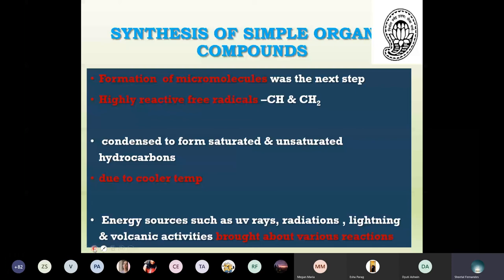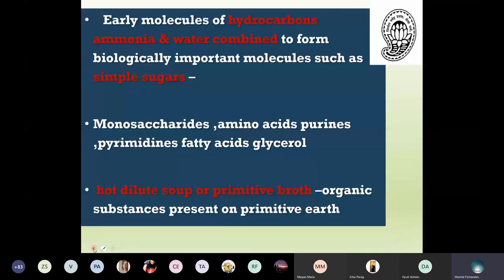Ultraviolet radiations, lightning, other radiations, volcanic activities, look at each ingredient of the recipe. Early molecules of hydrocarbons, ammonia, methane, water, all will undergo a series of reactions. What are the reactions that they are undergoing? Condensation, which is cooling, precipitation, polymerization. What is polymerization? Polymerization is forming a long chain of molecules. After all this happens, eventually, this will result in the formation of simple molecules. And which are these simple molecules? The simple molecules are, point number 2, monosaccharides, amino acids, purines, pyrimidines, fatty acids, and glycerol.